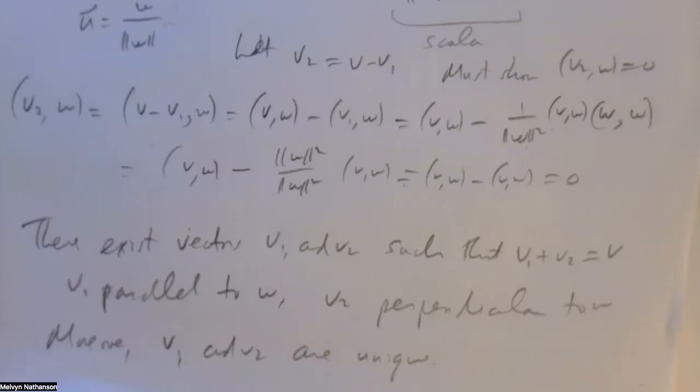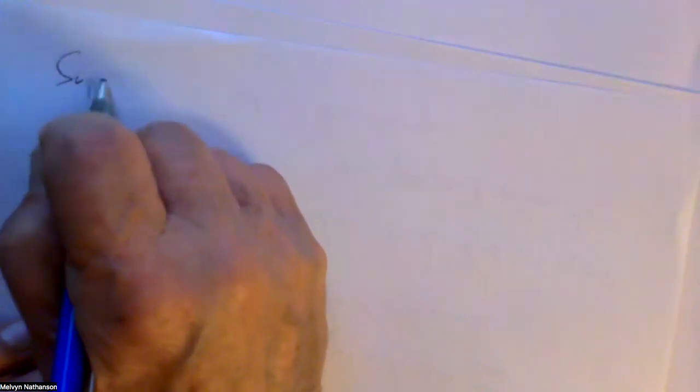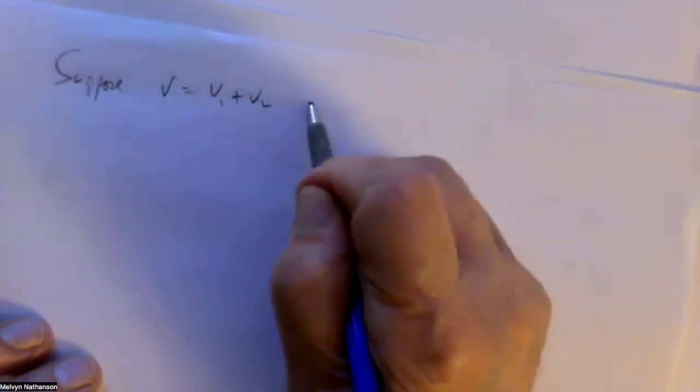And let's see if we can prove uniqueness. So suppose V is V1 plus V2, and also V1 prime plus V2 prime.